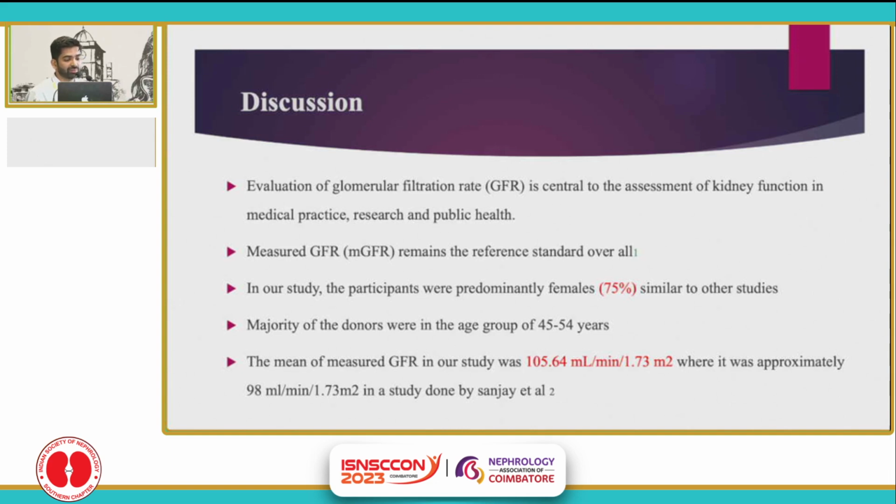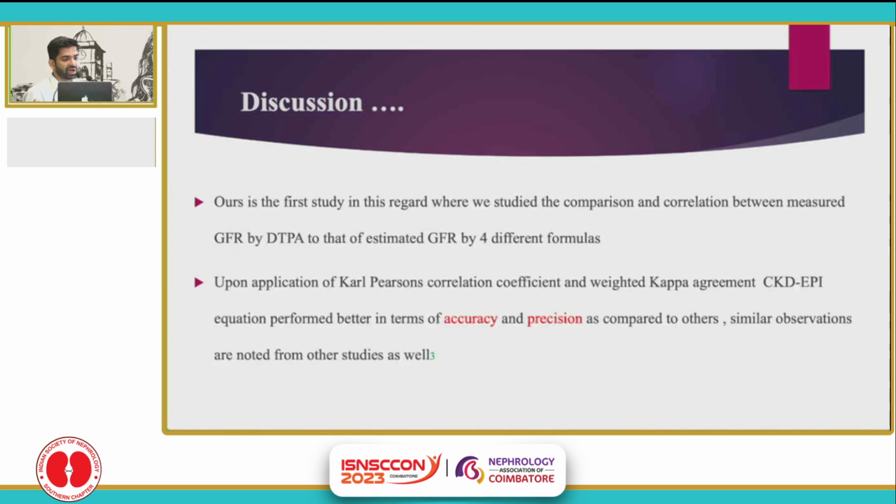The mean of measured GFR in our study was higher, 105.64 ml per minute, where it was approximately 98 in another study done in India. Ours is the first study in this regard where we studied the comparison and correlation between these four formulas versus measured GFR by DTPA. Upon application of Carlson-Pearson correlation coefficient and weighted kappa agreement, the CKD-EPI equation performed better in terms of accuracy as well as precision when compared to others.